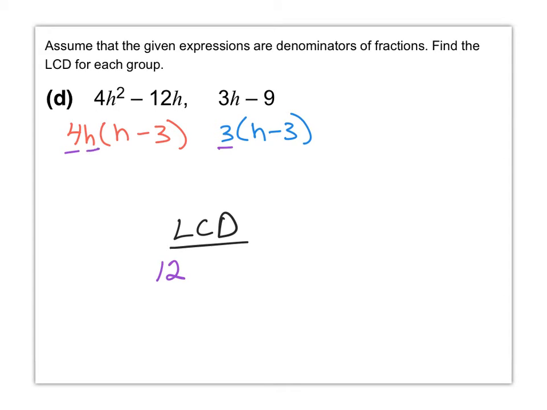Now, the first expression has a factor of h, so that is also going to be part of our LCD. The first has a factor of h minus 3, so that is also going to be part of our LCD. The other h minus 3 factor that's in the second denominator is already represented, so we don't need to add another one. This would be our LCD for these two given denominators.